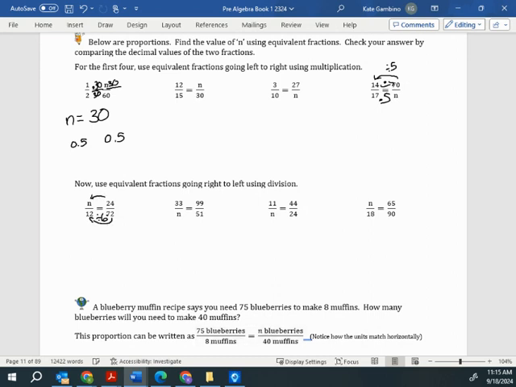So what do I have to do up here? I need to divide by 6. 24 divided by 6 gives me what answer? 4. So I know n equals 4.